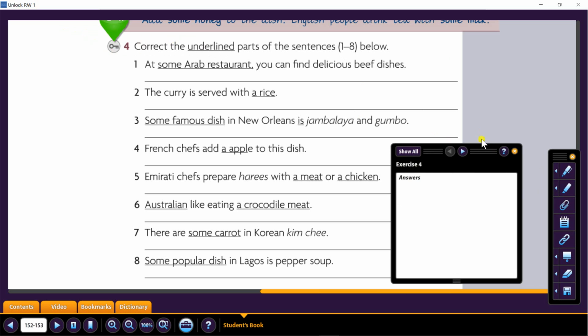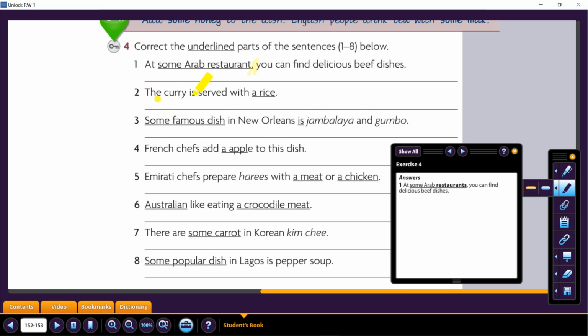Starting with number 1. At some Arab restaurant. Is it correct to say some and then restaurant? We said that some means more than one, so this needs to be more than one. Here's one restaurant. So, how can you solve this one? You can say at some Arab restaurants by adding S here.